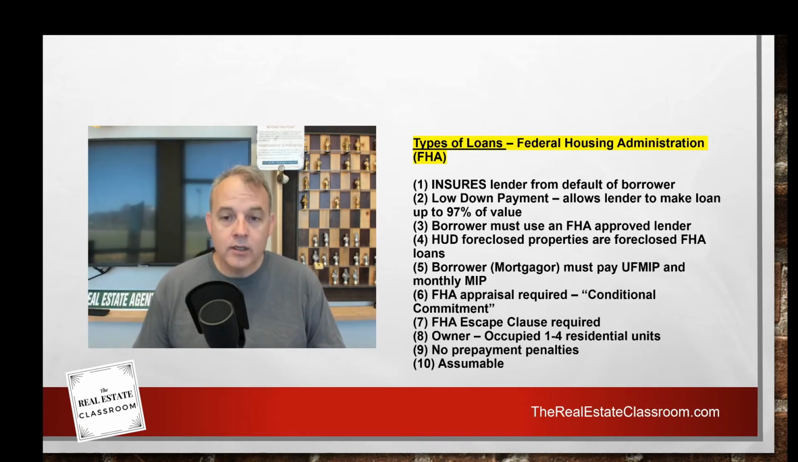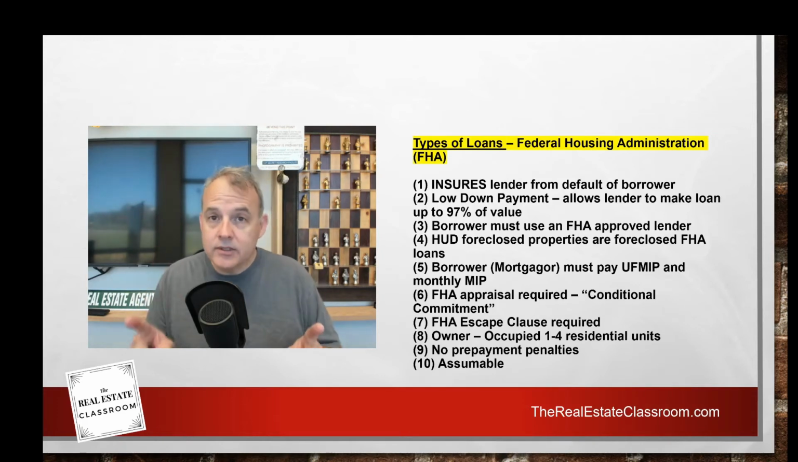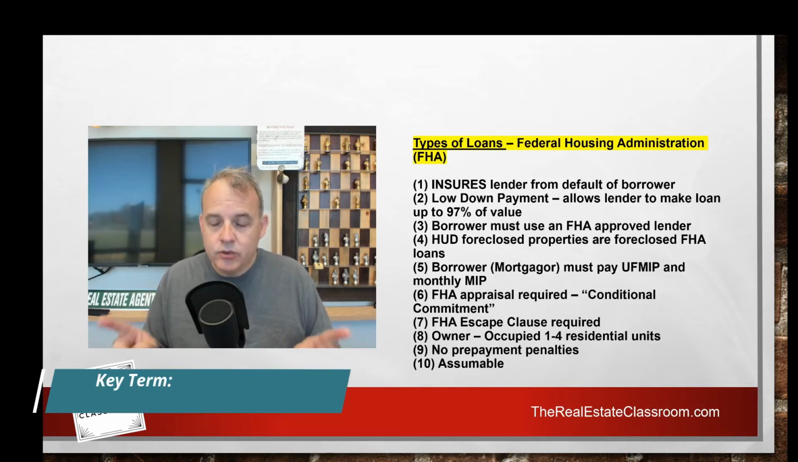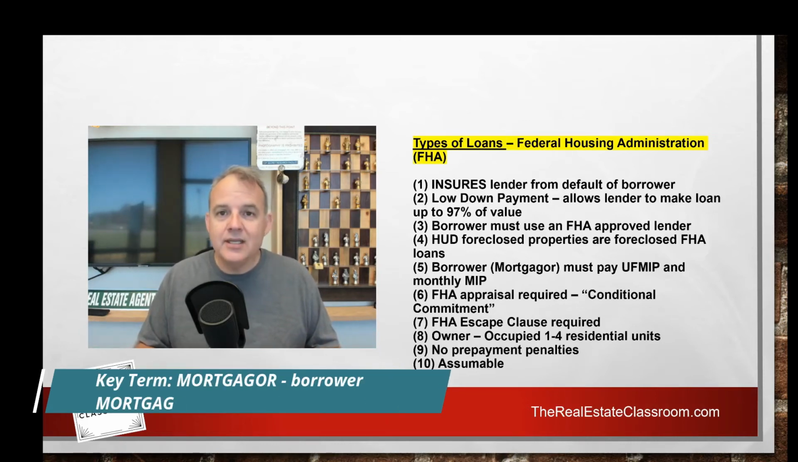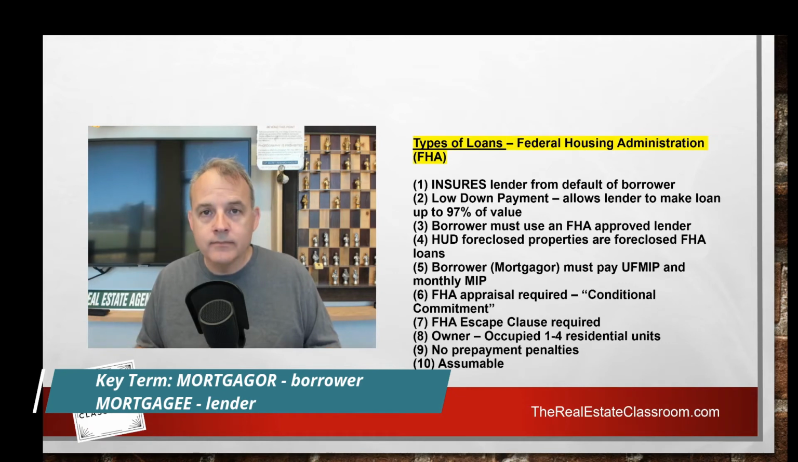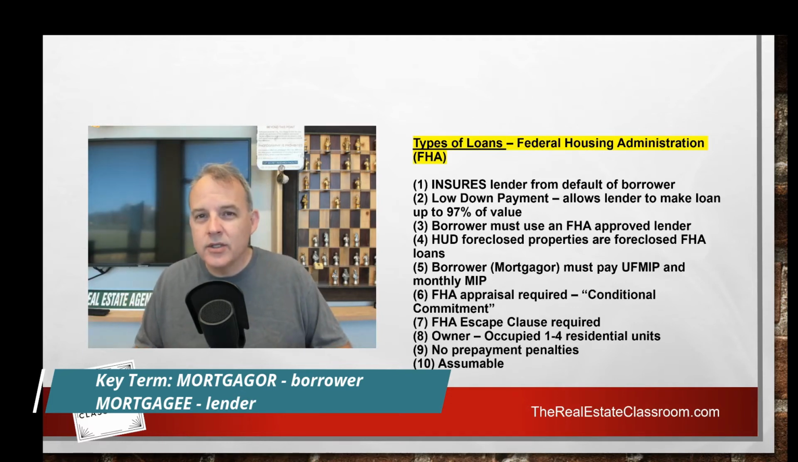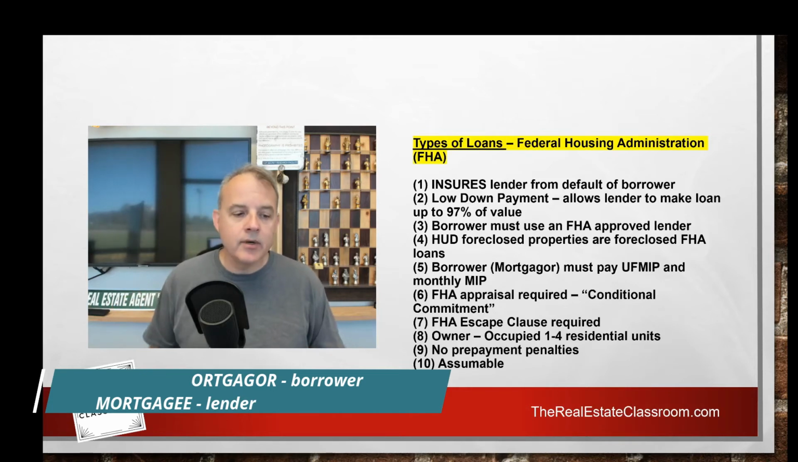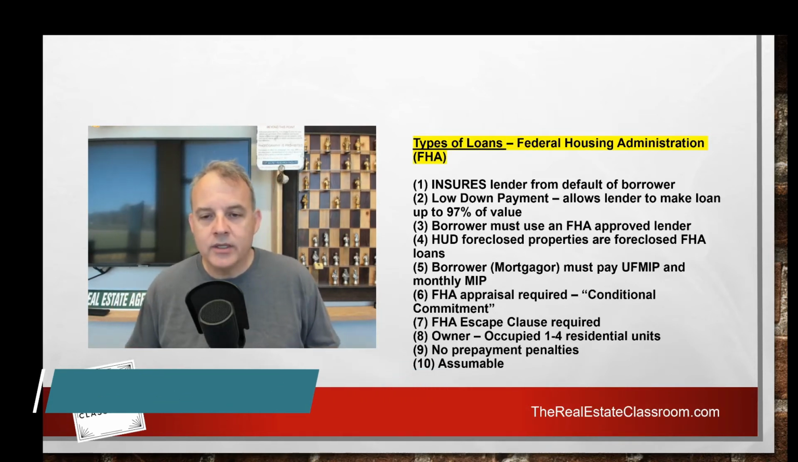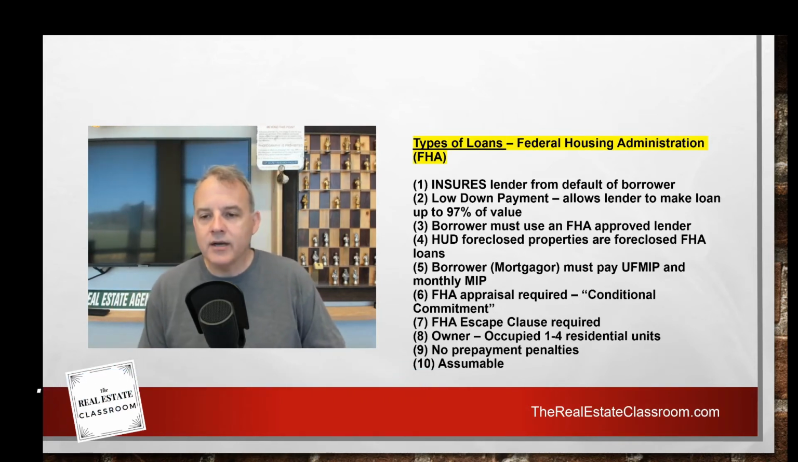Now, number 5 here, the borrower, key real estate term here, mortgagor. You have to know these two terms. The borrower is legally known as the mortgagor, and the lender is legally known as the mortgagee, with 2 E's on the end. And I've got them on your screen here. The borrower is known as the mortgagor. The lender is known as the mortgagee. That's important to remember. And it doesn't matter what type of loan it is, but those are two key real estate terms you have to know.